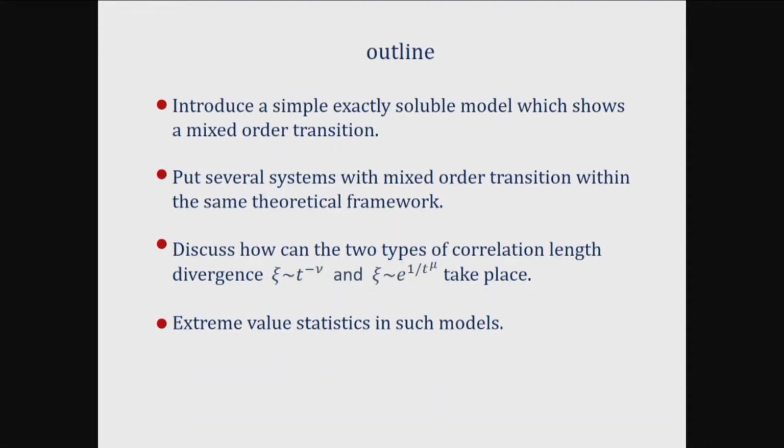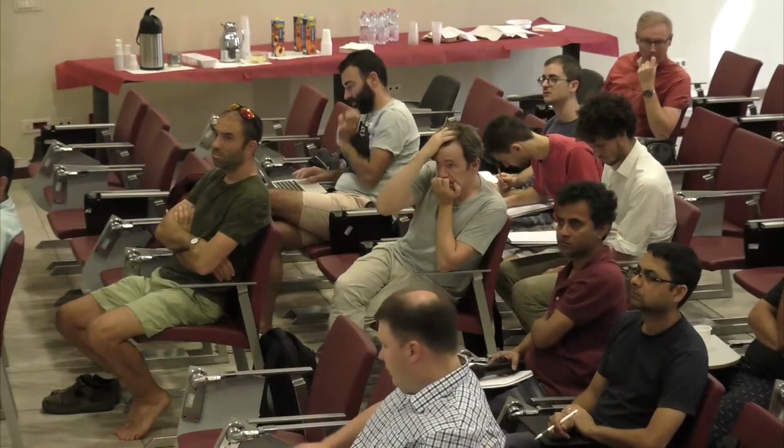So what I want to do is to introduce a simple, exactly soluble model which shows this mixed order phase transition, and which puts several systems in context. That is, as I said, in some cases the length diverges algebraically, with a power law.